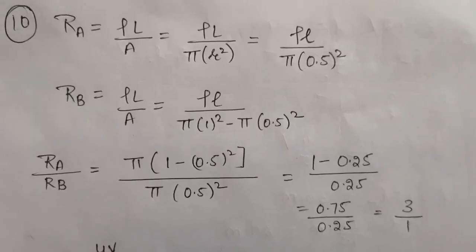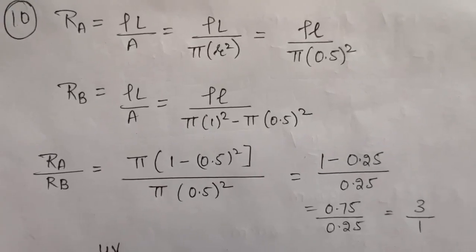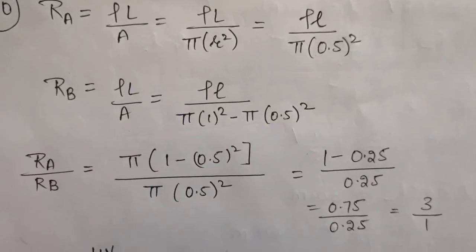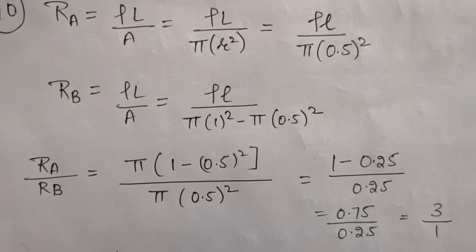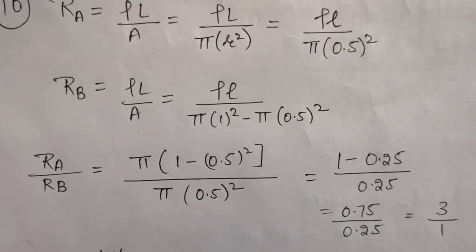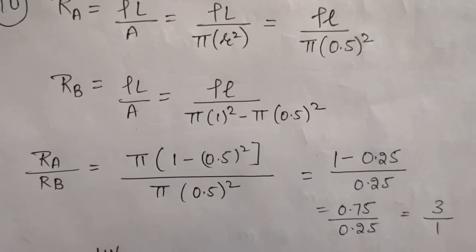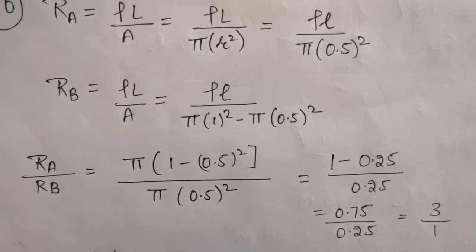Okay, in question number 10, it is given two conductors are made of same material and same length. That is, resistivity and length is same for both the conductors. Conductor A is made up of a solid wire of diameter 1 millimeter, and conductor B is a hollow tube of outer diameter 2 and inner diameter 1 millimeter. You have to find the ratio of both the resistances.